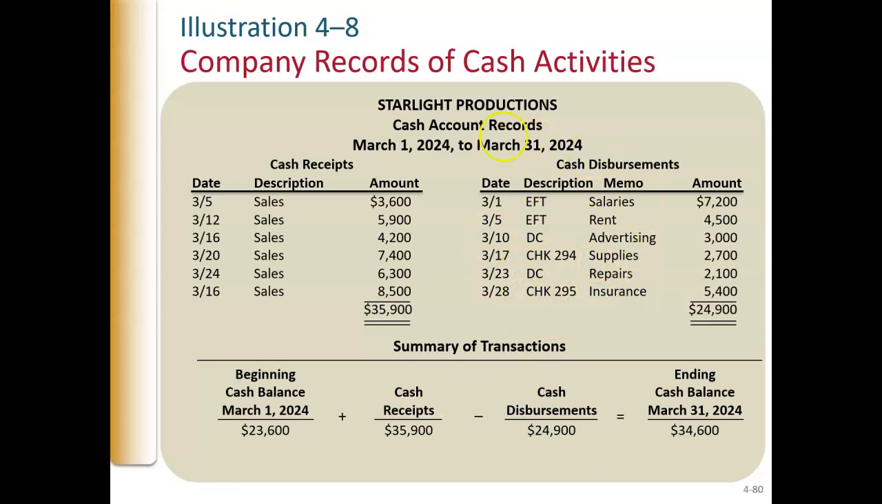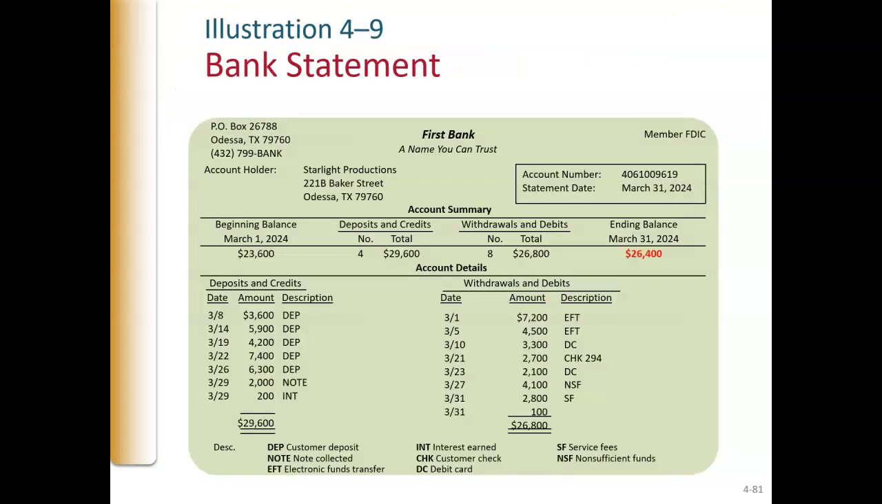So for the company, we've got $35,900 of cash receipts, $24,900 of disbursements. We started the month with $23,600. So we should have at the end of the month $34,600. Okay? That's what should be at the end of the month. Or that is what we have at the end of the month.